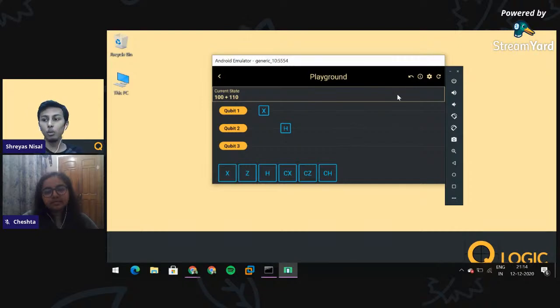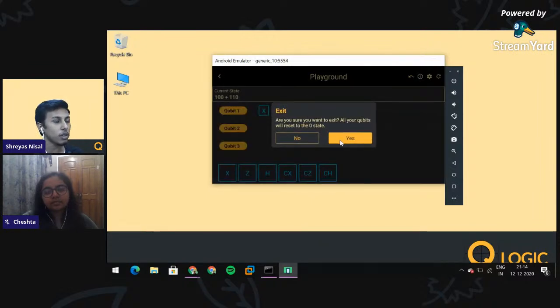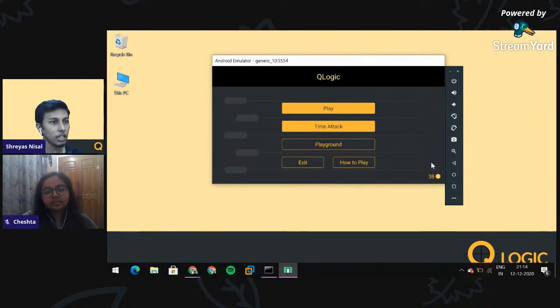As far as the undo button is concerned, it is not available on the levels, on the puzzles. If you apply a gate and you realize that that wasn't something that you intended to do, then you would have to start the level over again. The reason we have done that is because undo is soon going to be added as a power-up in the game. If you notice, even in levels, I would sometimes get this Q coin symbol right here, which I have in the bottom right. Those are the Q coins, which is the in-game currency that we have.